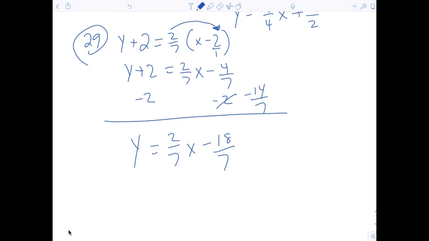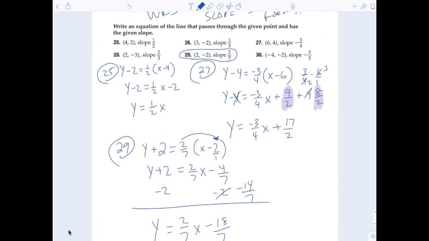So now listen, only on questions 25 through 30, do you have to write it in the form y equals mx plus b? That's the only one. Everything else, you can just write it as point slope form. Everybody hear me? Questions now? Evens are for homework, yes.